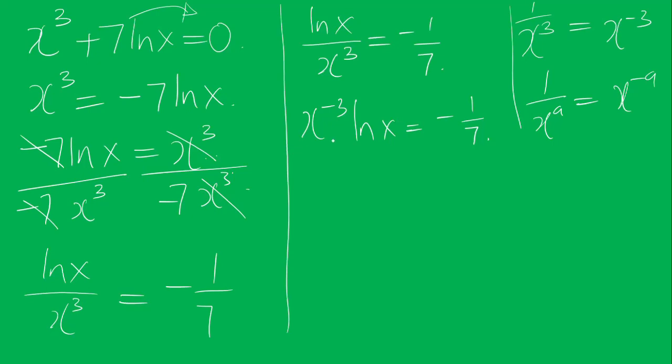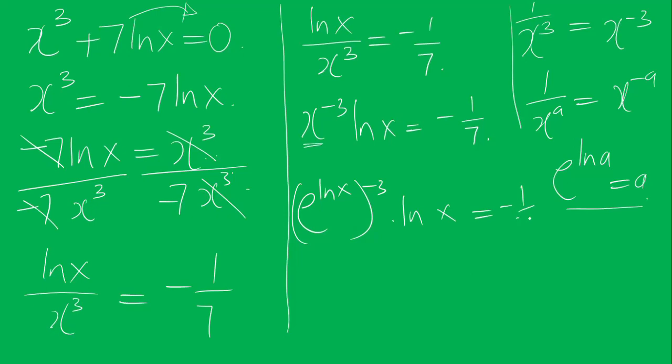Now we need to rearrange this. You know, e to the power natural log a is equal to a. So I'm going to make use of that. I want to change this x to e to the power natural log x, all raised to the power minus 3, times natural log x, which is equal to minus 1 all over 7.